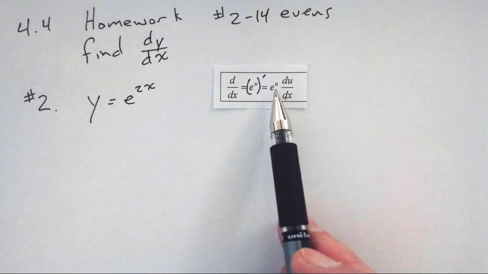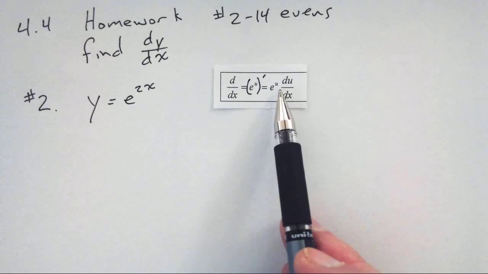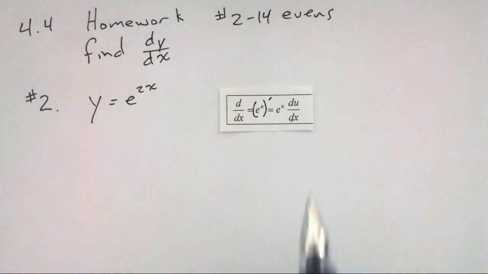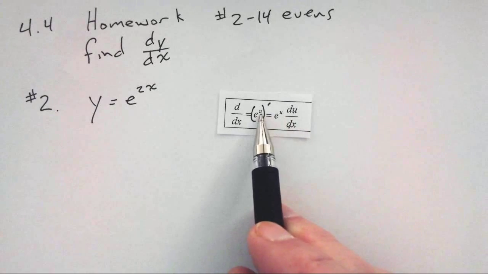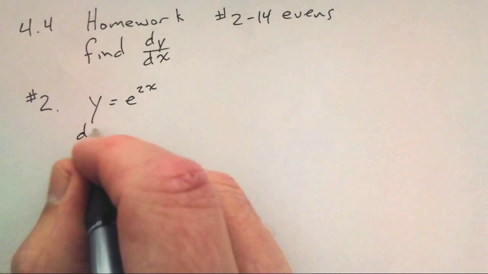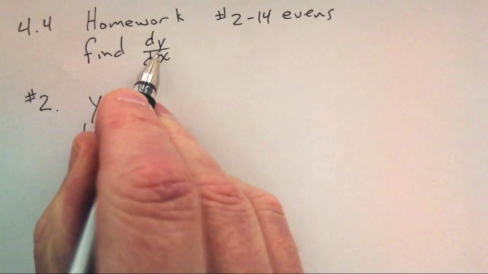So the slope of e to the x at 7 is just e to the 7th. Kind of an interesting one. So this du dx just represents the derivative of the inside function, u being a function. So for this one, I'm going to write dy dx, not y prime, because they ask for this.